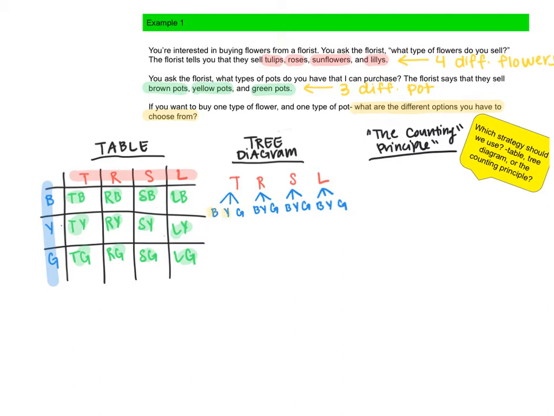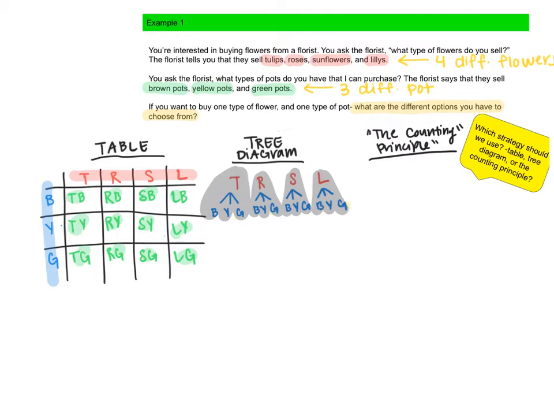We have 1, 2, 3, 4, 5, 6, 7, 8, 9, 10, 11, 12 in branches. So that means there's 12 total options, which is the same thing we identified with our table. And you can see your options by just going down your list. So you could say, okay, a tulip with a brown, tulip with a yellow, tulip with a green. And you can see all the different options that you make here.